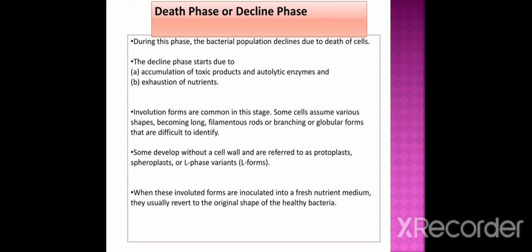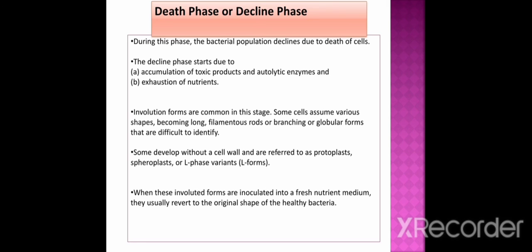Involution forms are common in this stage. Some cells assume various shapes, becoming long, filamentous rods or branching or globular forms that are difficult to identify. Some develop without a cell wall and are referred to as protoplast, spheroplast or L-phase variant. When these involuted forms are inoculated into a fresh medium, they usually revert to the original shape of the healthy bacteria.